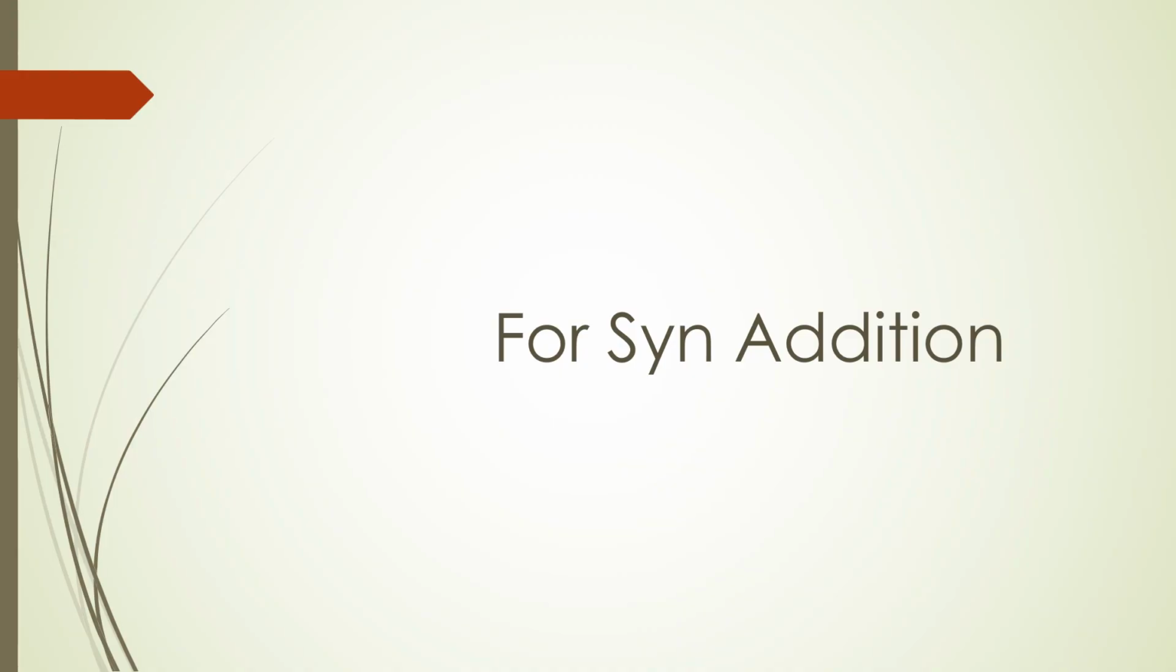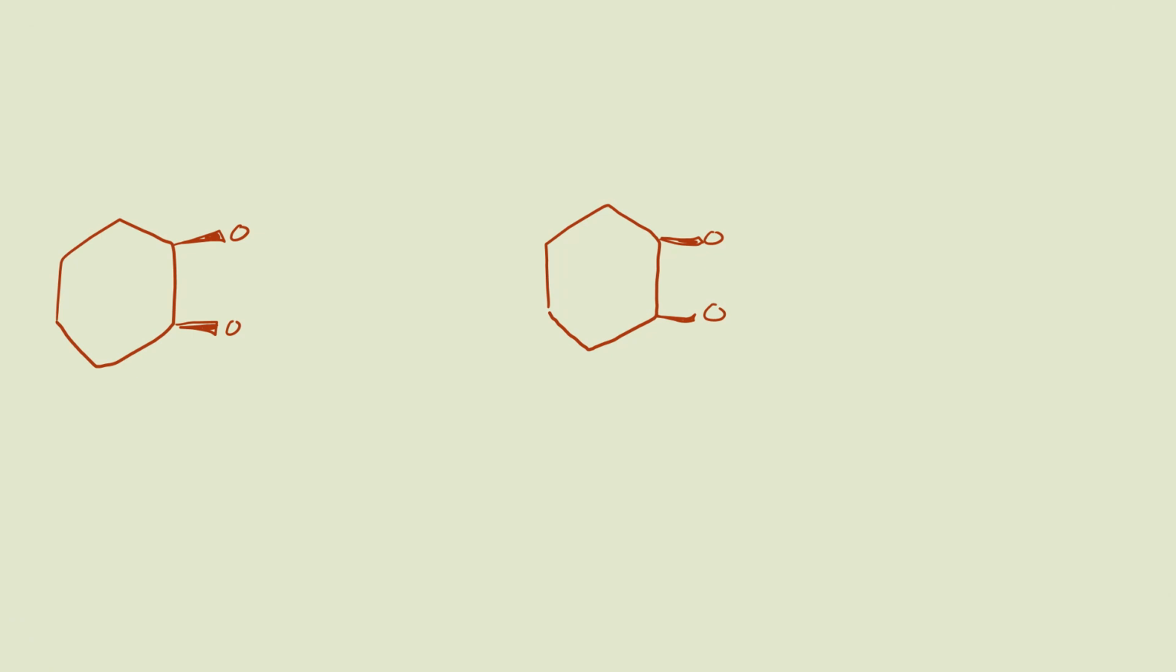For a syn addition, you have to treat the alkene with either KMnO4 or OsO4. All the oxygen atoms have to be added from the same side because it comes from the same molecule. For the one that has Mn in it, it would look like this, and the other one would look like this.